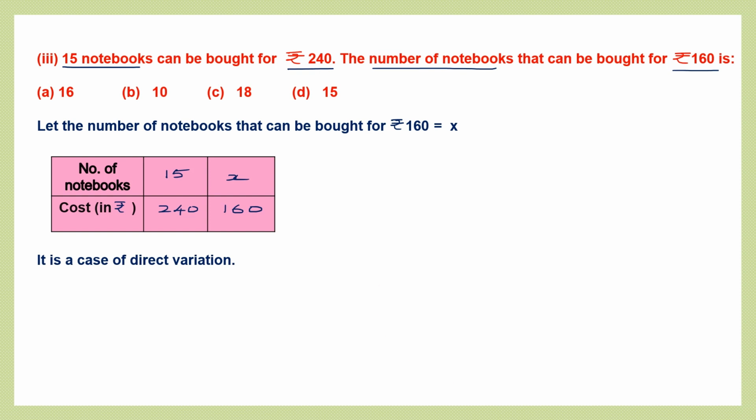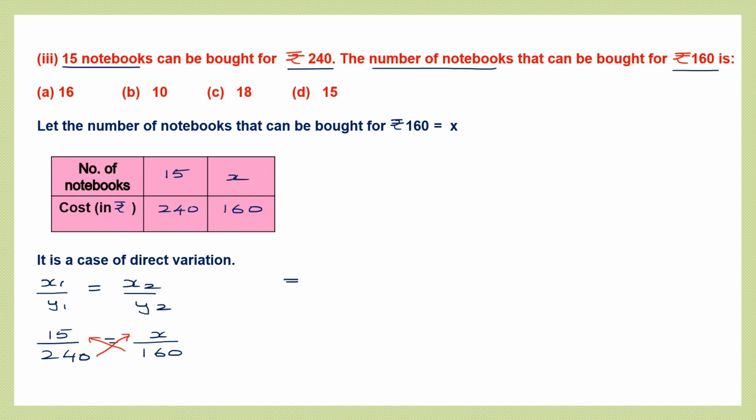In direct variation, we say x1 by y1 is a constant, and that's equal to x2 by y2. And what is x1? x1 is 15 by y1, which is 240. This is equal to x2, which is x, and y2, which is 160. Now we do cross multiplication. So we cross multiply. Now what do we get here?